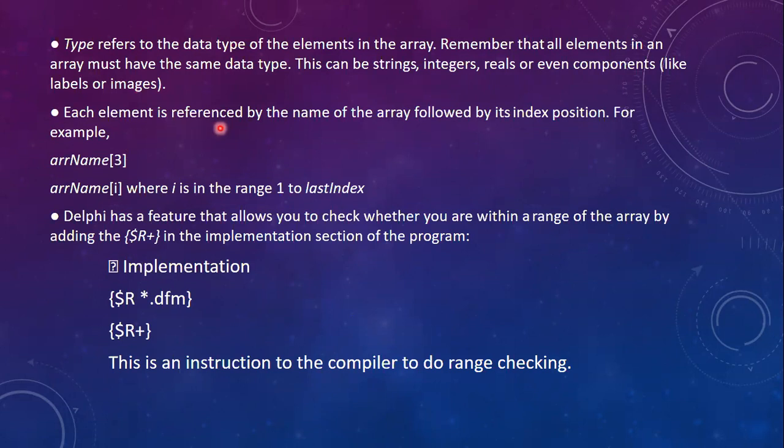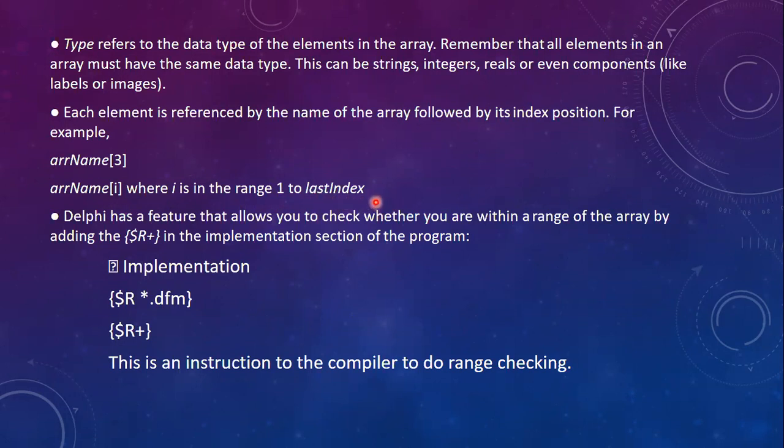So each element is referenced by the name of the array followed by its index position. For example, ourName[3]. Or ourName[i], where i is in the range 1 to last index. So i is a general term. Depending, especially in loops, it will go from 1 to the final value in your index.